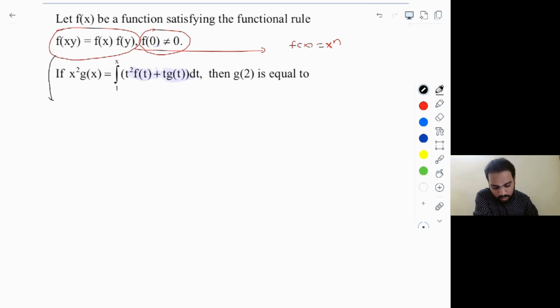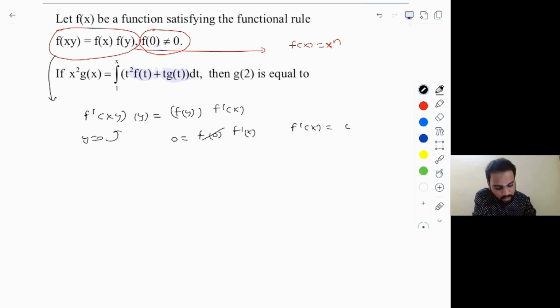So let's partially differentiate with respect to x here. If you differentiate partially with respect to x, y is a constant. So this will be f dash of xy multiplied by y is equal to f of y, which is a constant, into f dash of x here. Now simply put y equal to 0 in this equation. You get 0 is equal to f of 0 multiplied by f dash of x. But given that f of 0 is not equal to 0, you can cancel it out.